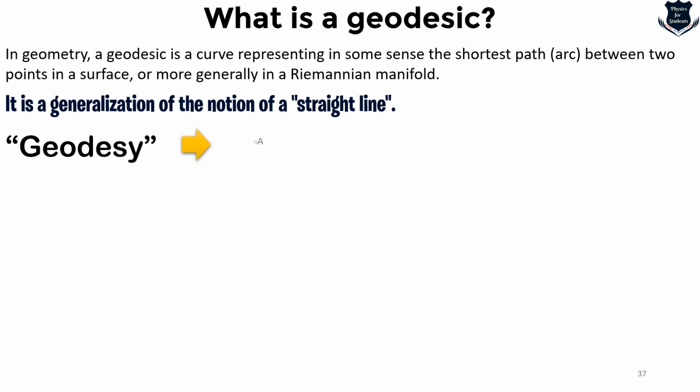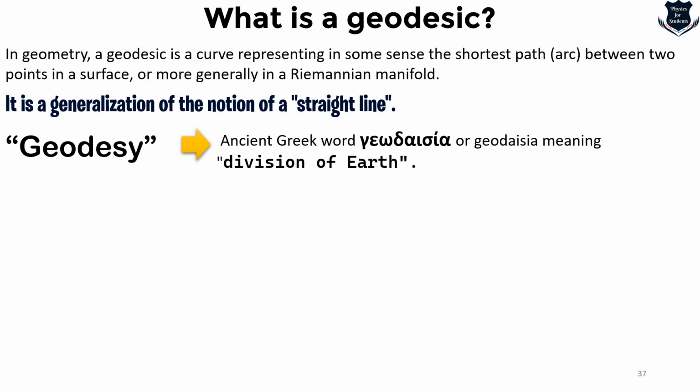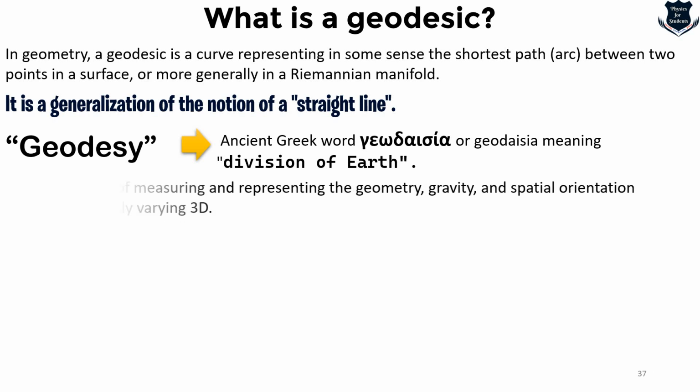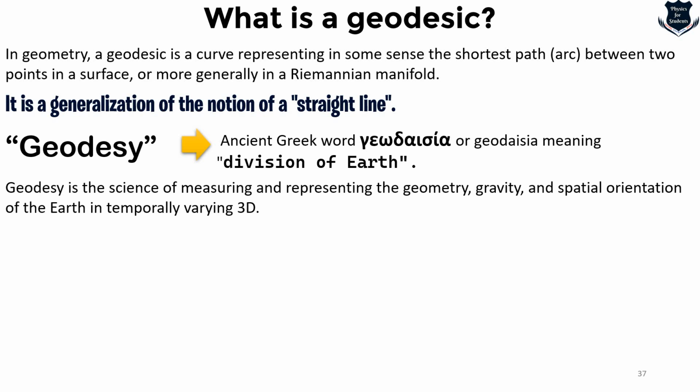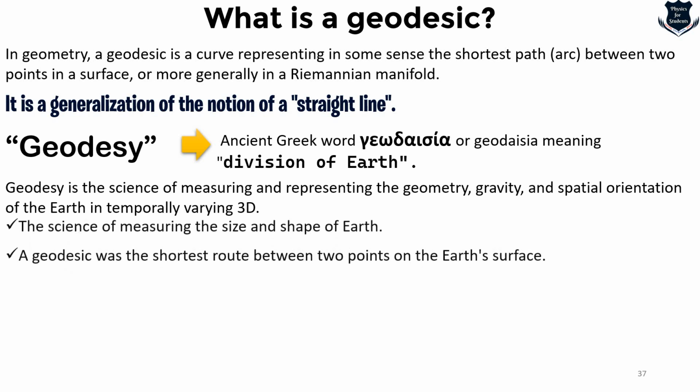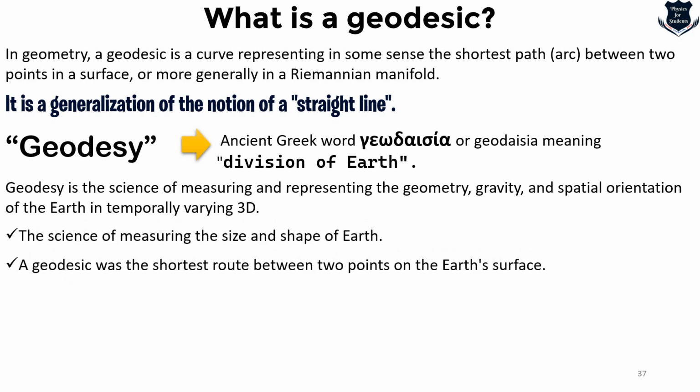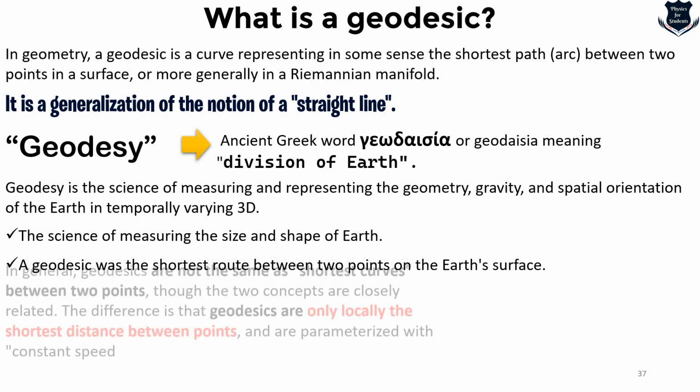So it is derived from a Greek word. Geodesy comes from the Greek word geodaisia, which means division of the earth. So as you can understand right from the root, it is related to the measurement and division of the earth, and so on. Geodesy is basically the science of measuring and representing geometry, gravity, and spatial orientation. Two most important things: it is the science of measuring the size and shape of the earth, and a geodesic is the shortest route between 2 points on the earth's surface.